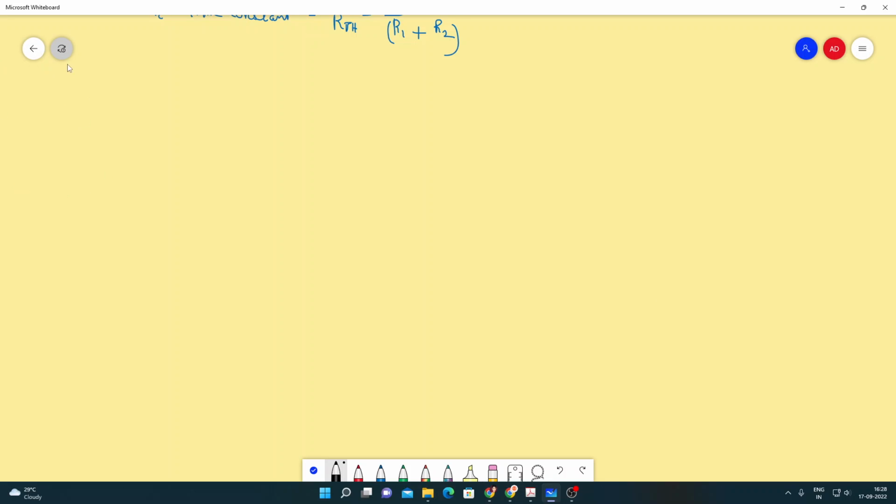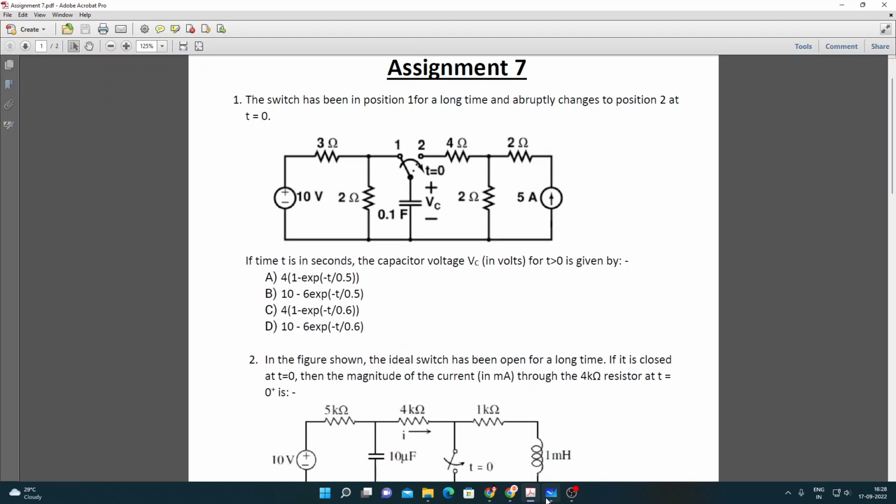So the number 1 problem is: the switch has been in position 1 for a long time and abruptly changes to position 2 at t equals 0. Okay, so the switch was like this at 1 for a very long time, and it abruptly changes to 2 at t equals 0. If time t is in seconds, the capacitor voltage Vc for t greater than 0 is given by. Okay, so let's do this problem.